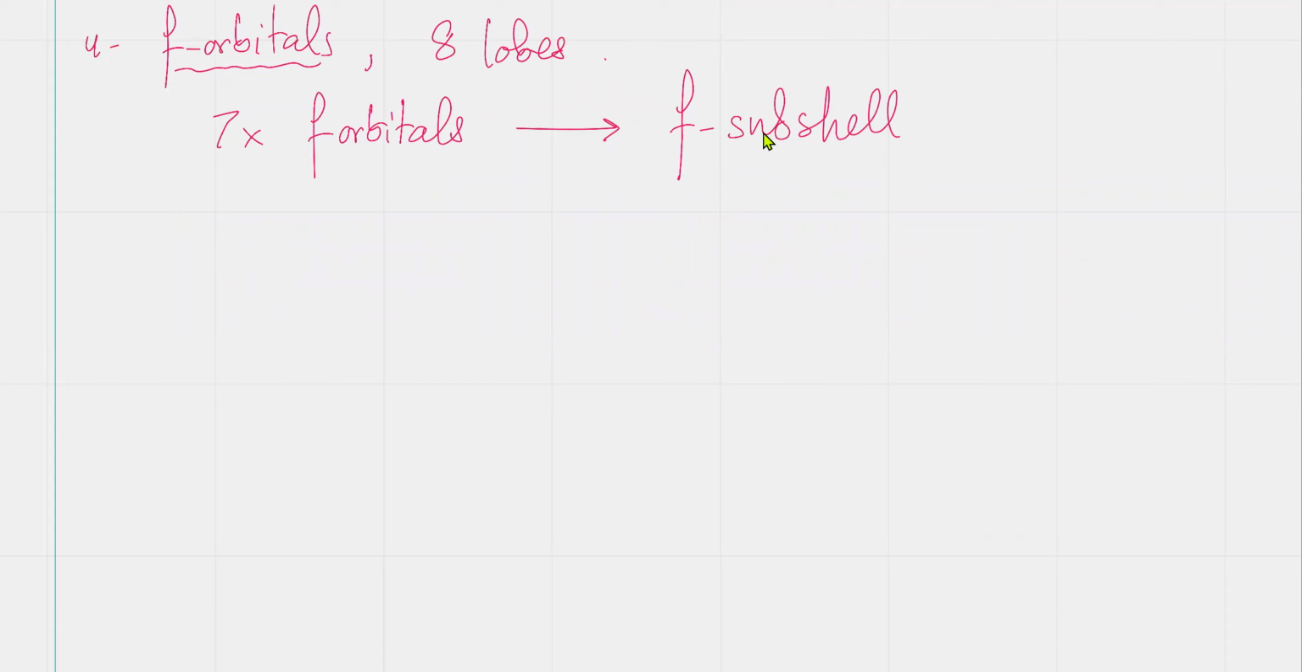And before doing that, let's also discuss how many electrons can occupy a single orbital. You've got all types of orbitals. So each orbital can accommodate a maximum of 2 electrons.